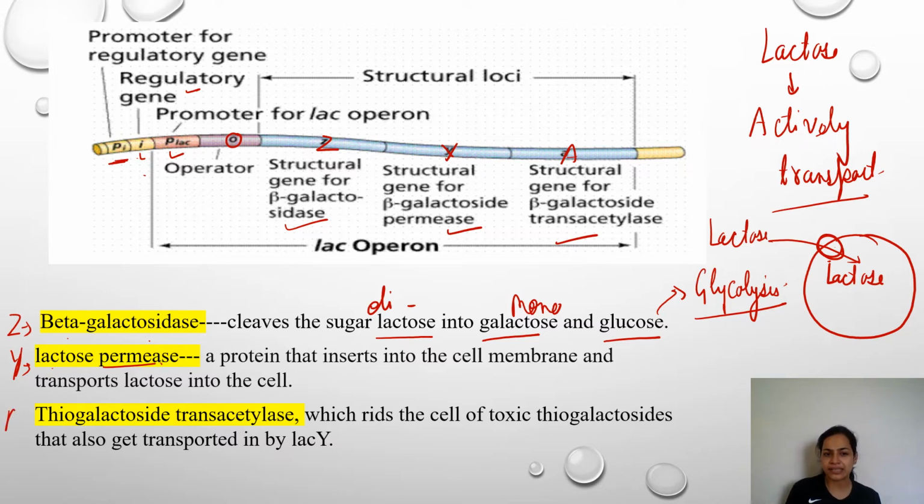Next, the third, that is the A gene codes for thiogalactoside transacetylase. It will help the cell to get rid of the toxic thiogalactosides that also get transported by Lac Y. Via this, some toxic materials also enter. Okay, so what this transacetylase will do, it will transfer the acetyl group on these toxic materials and will get rid of the toxic compounds. Right, let us move further.